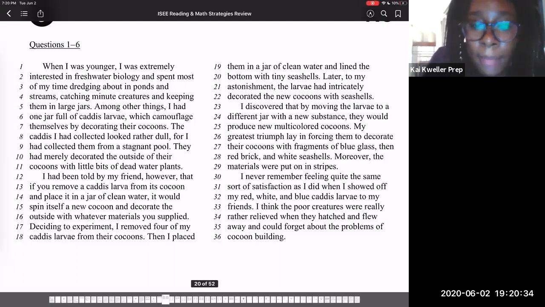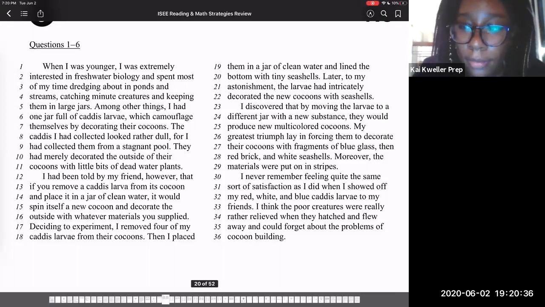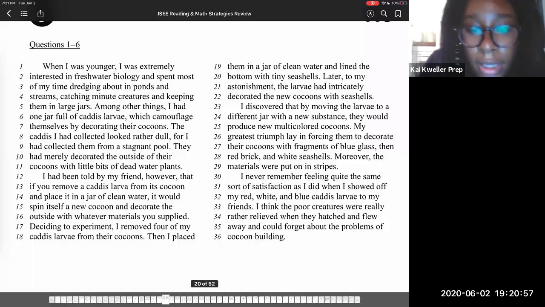I discovered that by moving the larvae to a different jar with a new substance, they would produce new multicolored cocoons. My greatest triumph lay in forcing them to decorate their cocoons with fragments of blue glass, then red brick and white seashells. Moreover, the materials were put on in stripes.